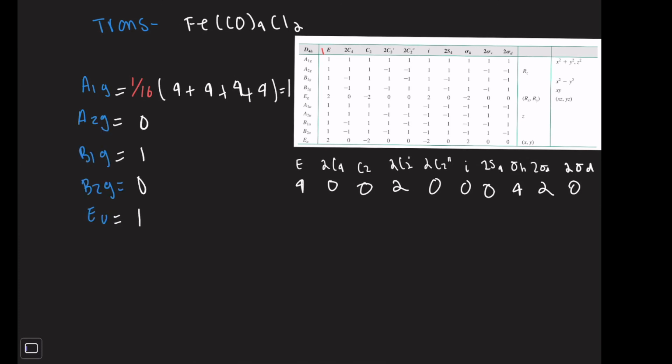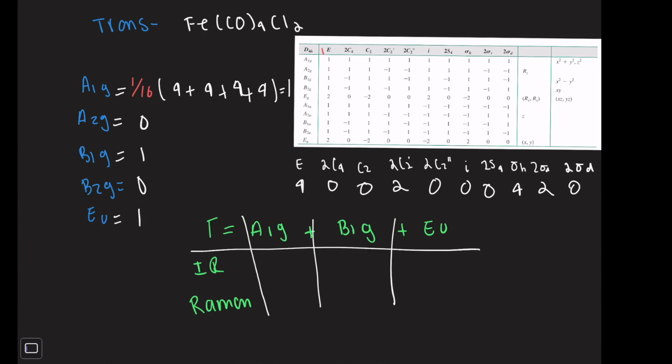So from all of these, only 3 are part of our reducible. So it will be A1g plus B1g plus Eu. And then we want to know the IR and the Raman. So we now have it like so. And then again, using our information from the table, we have 1 IR and 2 Raman bands.